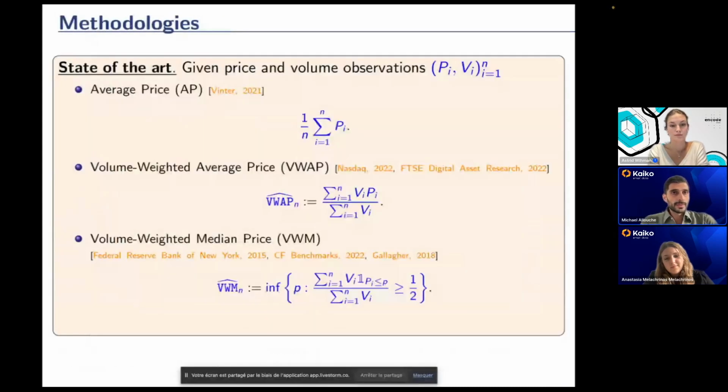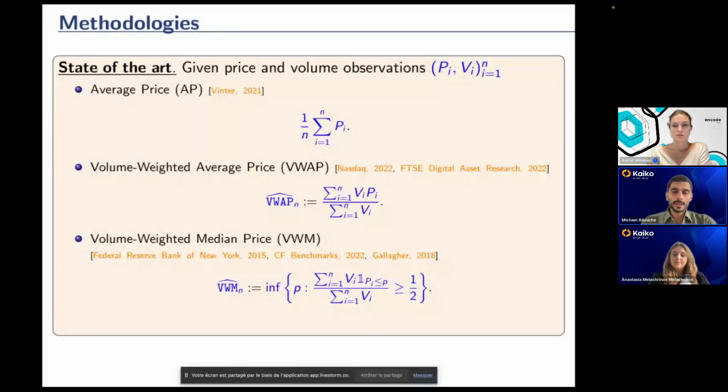So there are some methodologies for computing such an estimator, such a price. Given some price and volume observations, here you have some p_i, v_i. So suppose you have n observations. As we said, a first technique will be just a naive empirical average of the price. You don't take into account the volumes. This is a methodology used by Winter, which is a regulated index provider.